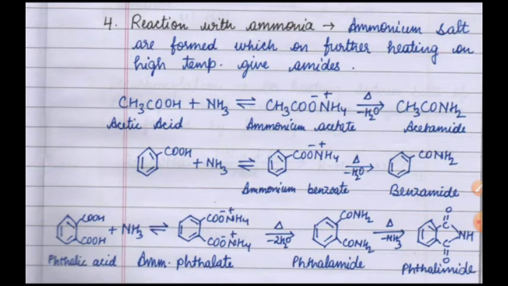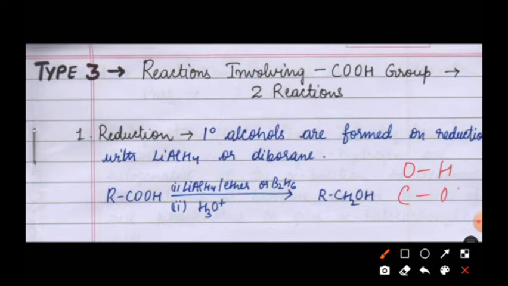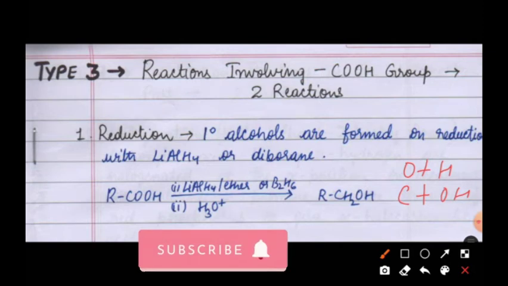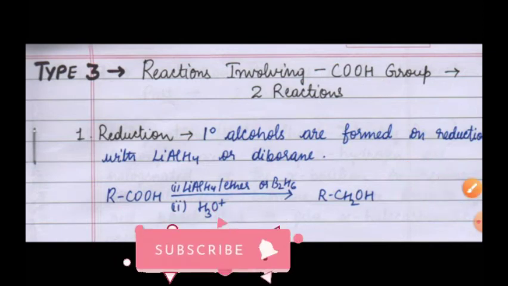Now let us see our next category. If we go through the category wise, this is the third type. The first, you remember, was breaking of the O-H bond. The second was breaking of the C-OH bond from here. And the last is reaction involving the COOH group. So let us see these reactions now.